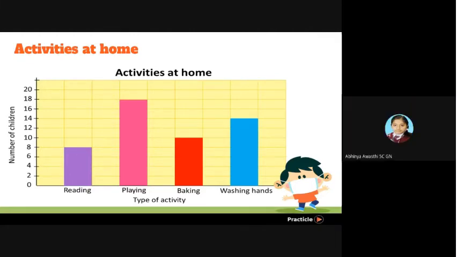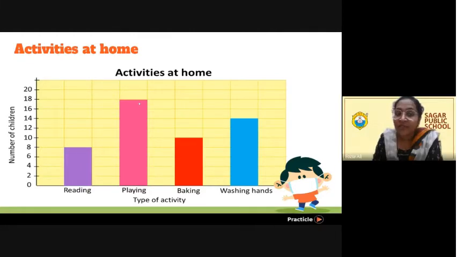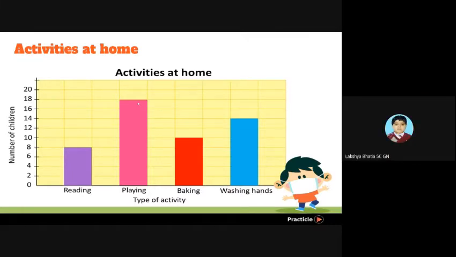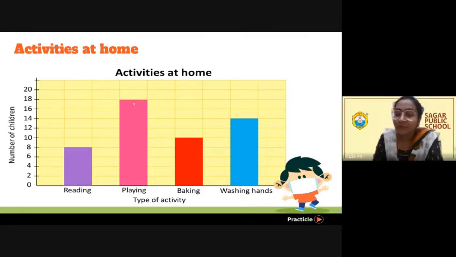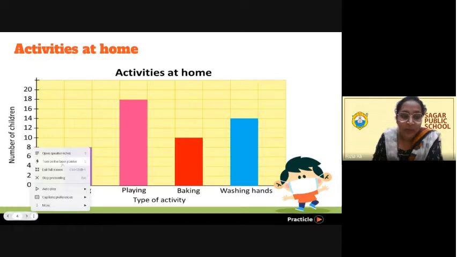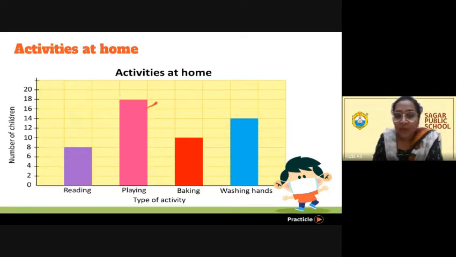Ma'am, playing. How many students like playing? Ma'am, 18. Yes, because the height of the bar is reaching up till 18, isn't it? If you are looking at the height of the bar, let me switch on my laser. Just look at the height of the bar. It is reaching at which number? 18. So we can clearly make out that the most loved activity is playing.